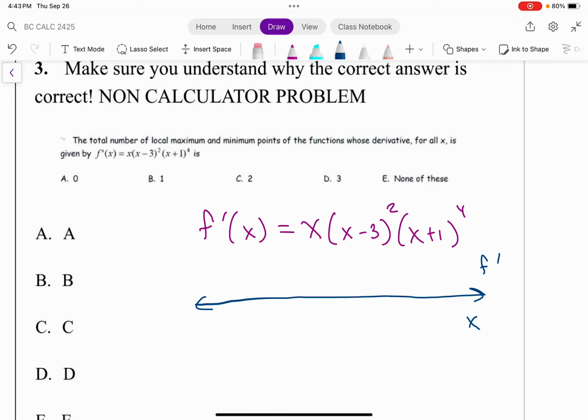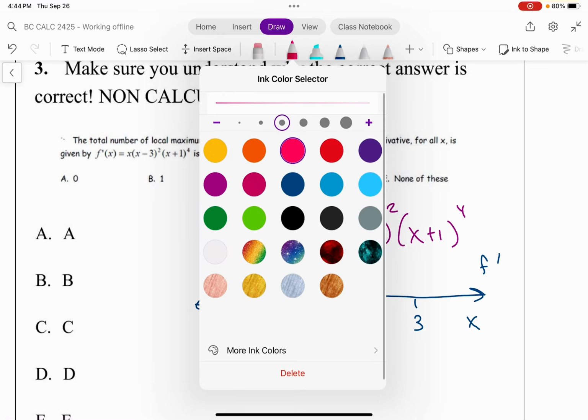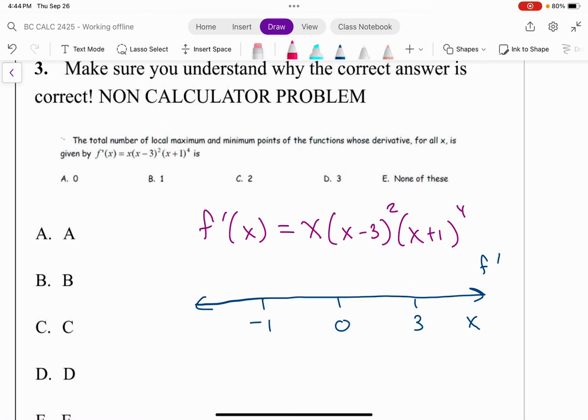We know what belongs on this number line: -1, that's a critical point, 0 and 3. And if you use your pre-calculus knowledge, you could probably quickly figure out when this graph is positive and negative. But just to get it started, plug in a number like 10. You're going to get a positive number. 10 minus 3 squared is positive, 10 plus 1 to the fourth is positive, so you get a positive.